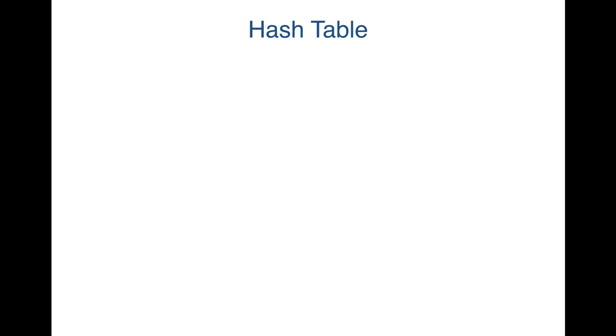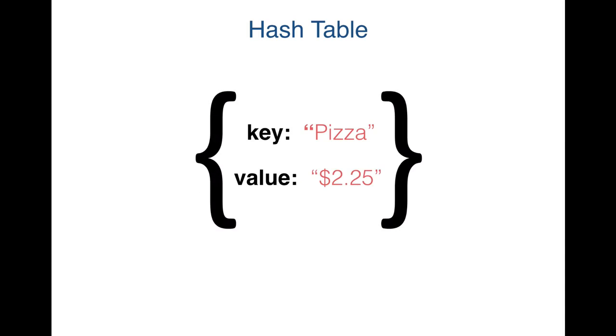Hash tables are used to store data that is in the form of a key associated with a value. In many cases, the key will simply be a string, and the value will be any data type. Let's get into how our hash table will be set up and function.